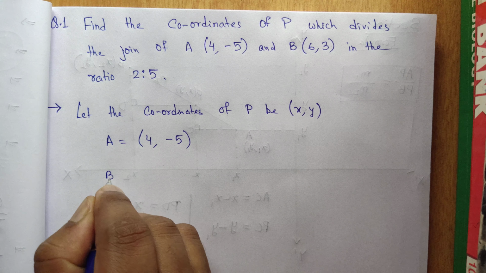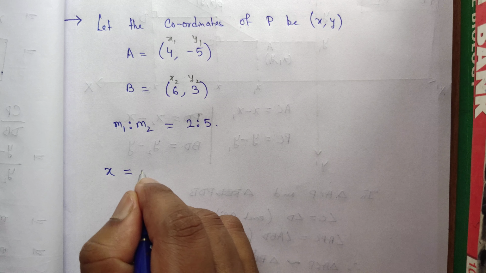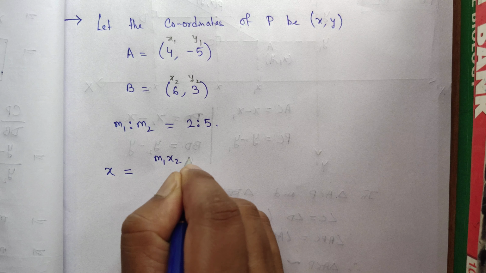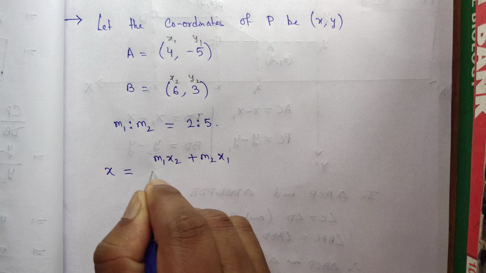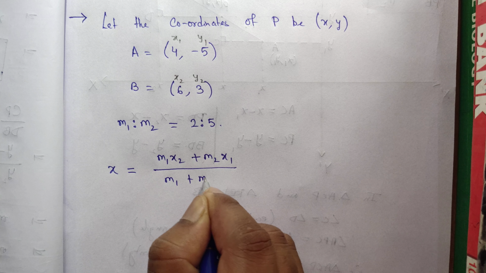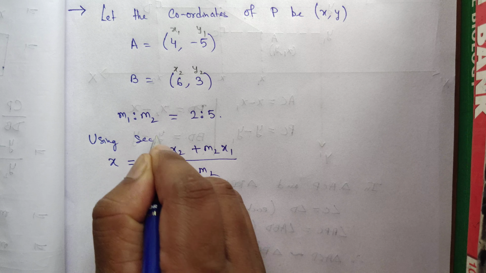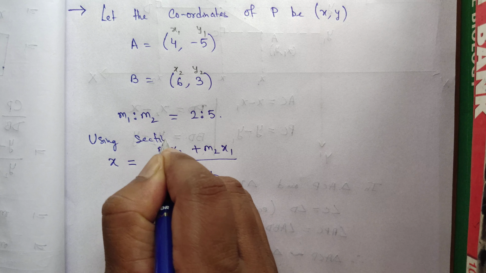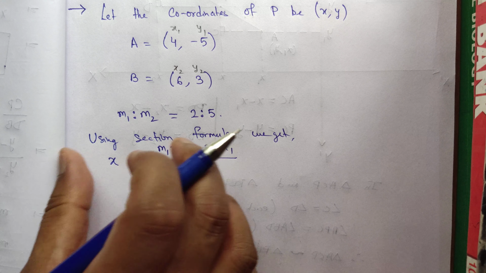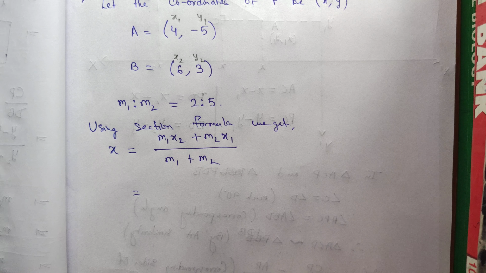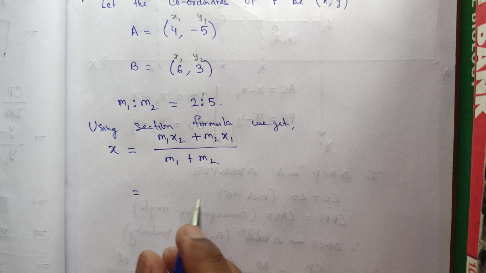Okay, so what's the formula? The formula for x will be (m1 x2 plus m2 x1) by (m1 plus m2). So you can write here, using section formula we get. Okay, so you are using the section formula to get the coordinates x and y, so the coordinates of P, that is x and y.